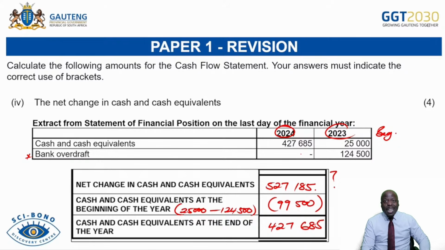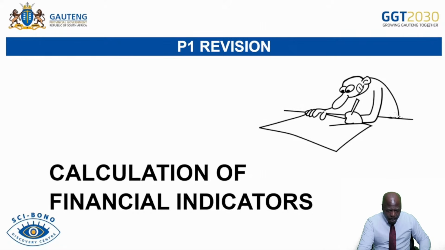My good learners, I've been allowed to do analysis and interpretation, so I'm just going to do it for the next 5 minutes, and let's see. All right, analysis and interpretation of financial statements. Okay, but before I do analysis, there was a bit of calculation, so I'm going to do a bit of calculation of financial indicators.